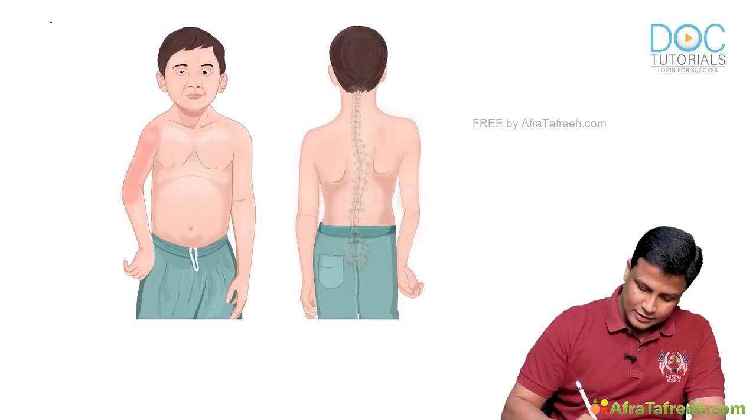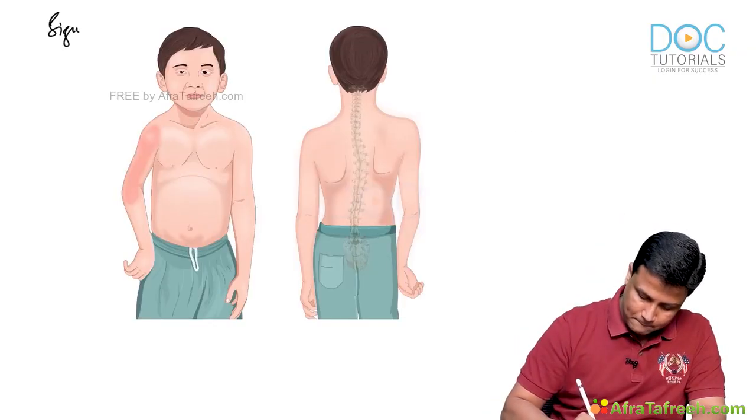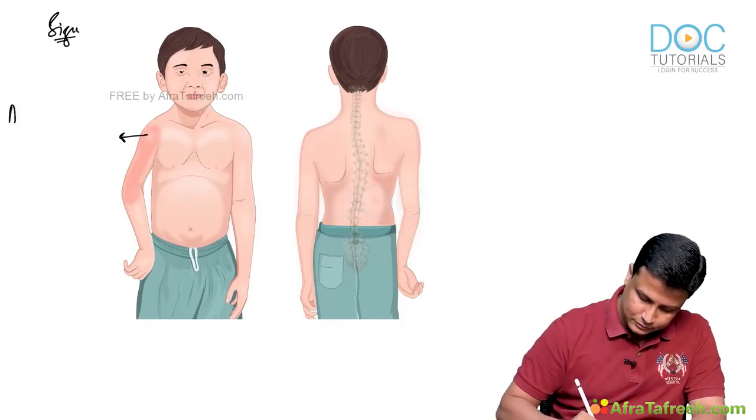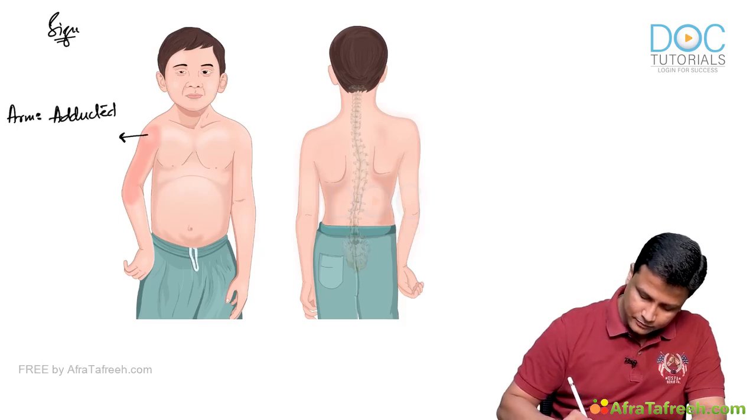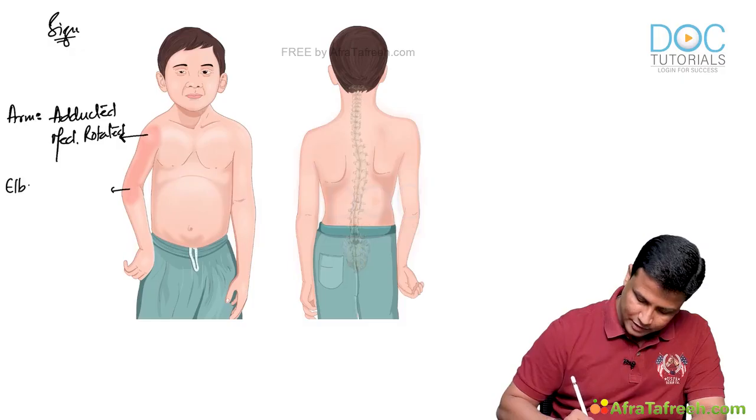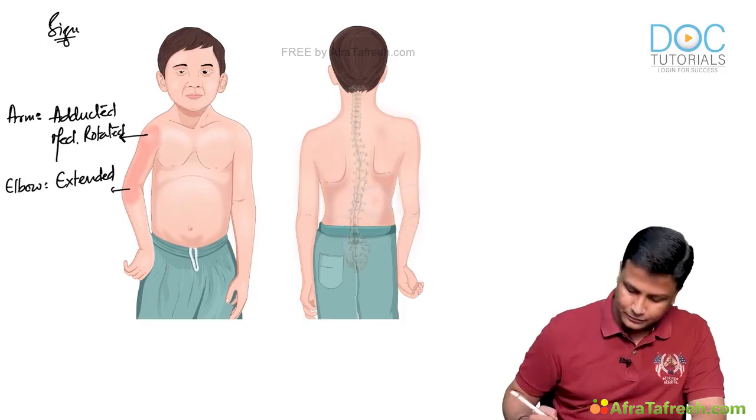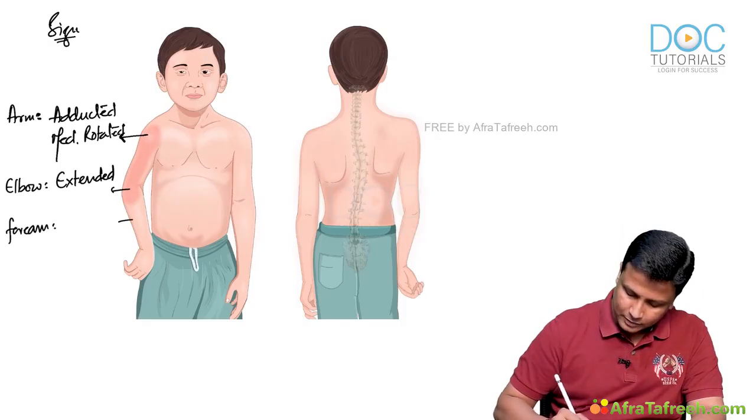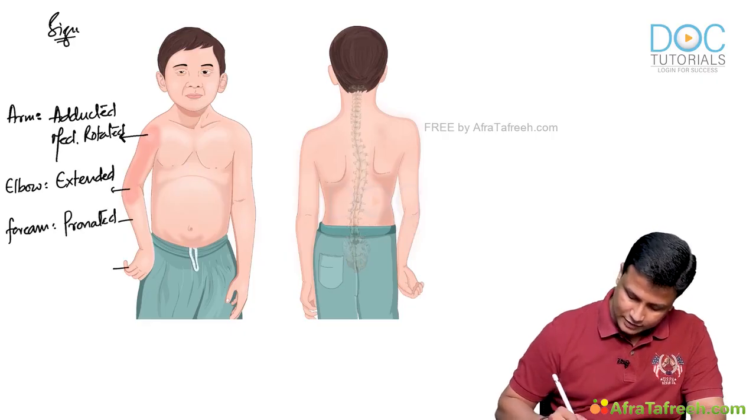So let us write down the sign here, guys. What's happening at the arm here? The arm will be adducted and medially rotated. Next is the elbow. What's happening at the elbow, guys? The elbow is extended. And the next thing will be the forearm here. Remember, the forearm will be pronated. And you can see the fingers flexed there.